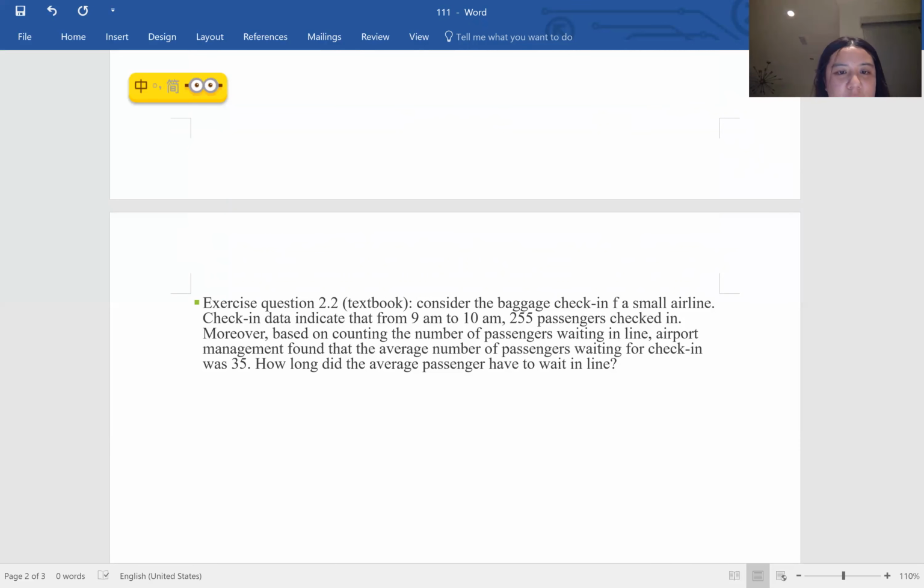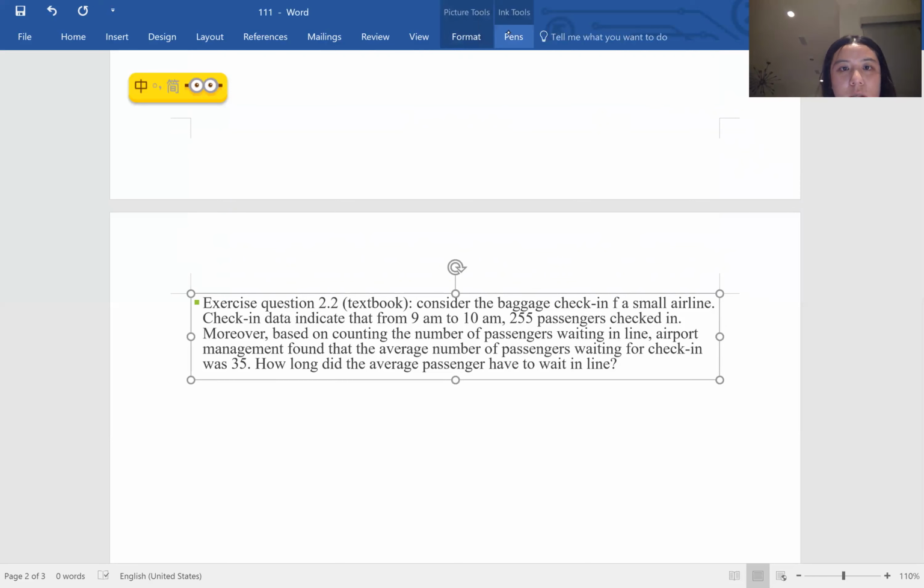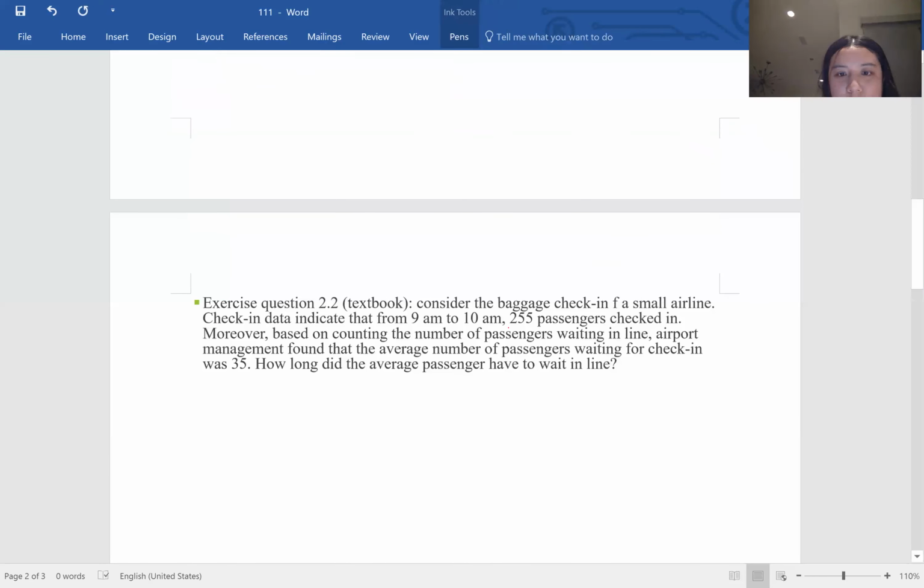Check-in data indicate that from 9 a.m. to 10 a.m., 255 passengers checked in. Moreover, based on counting the number of passengers waiting in line, airport management found that the average number of passengers waiting for check-in was 35. How long did the average passenger have to wait in line?